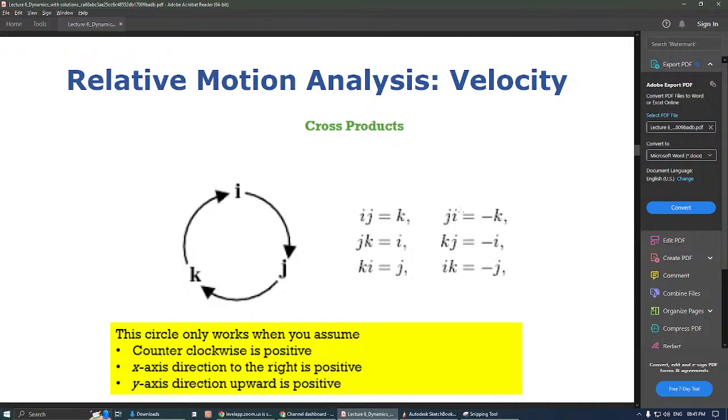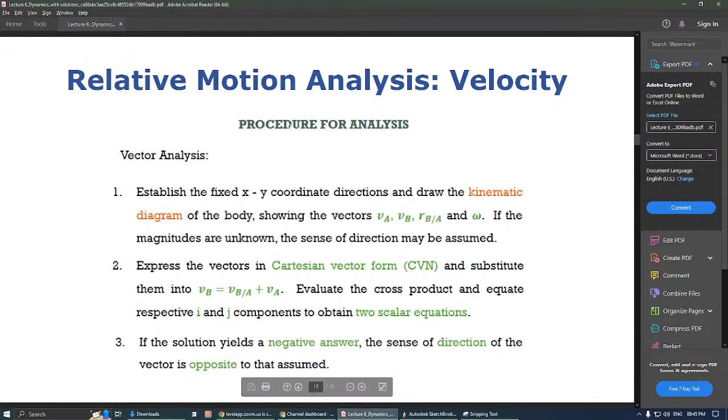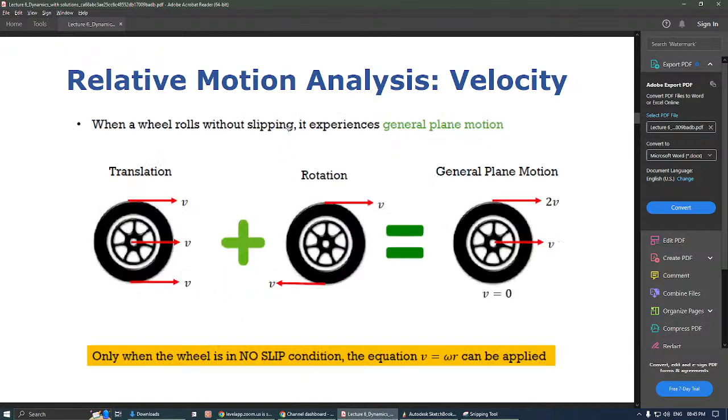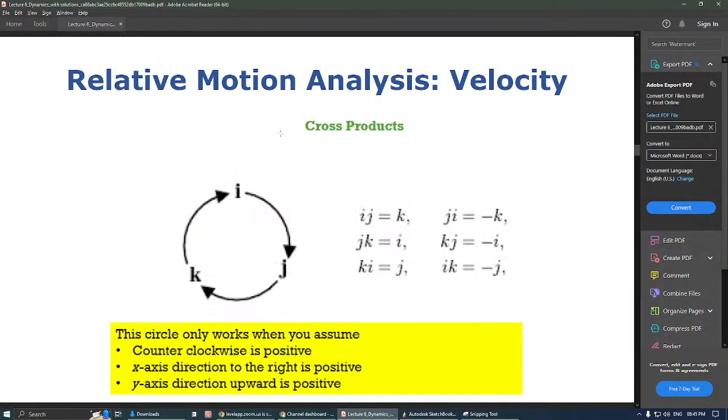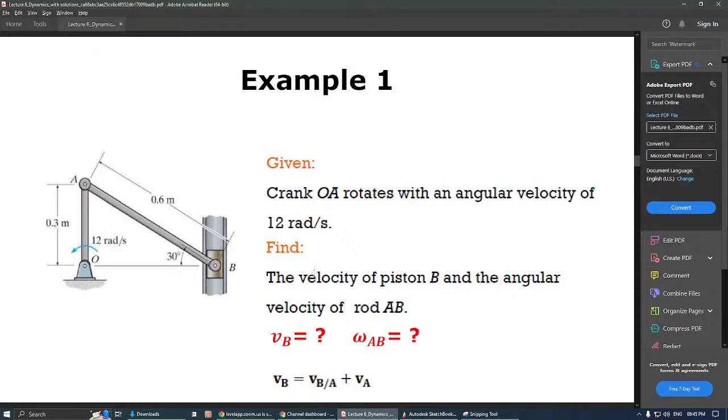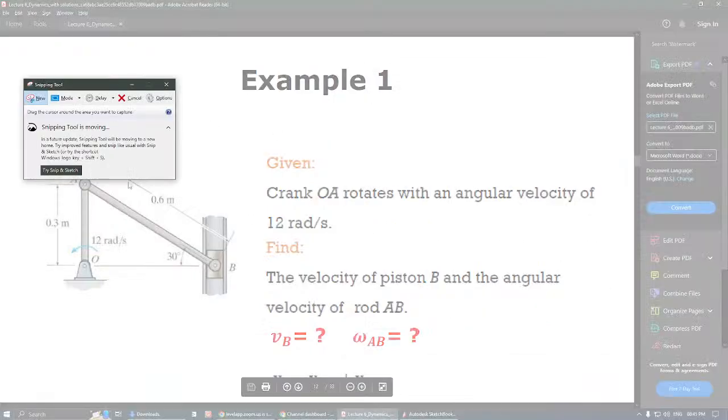Once again, that is the procedure. This is over. Now we have an example. Example one.